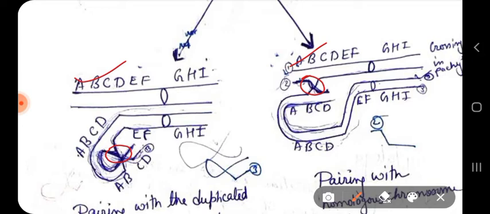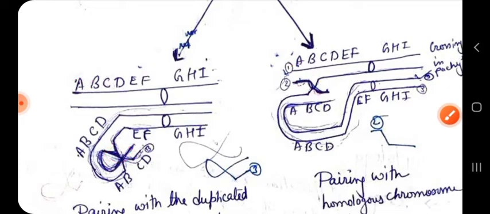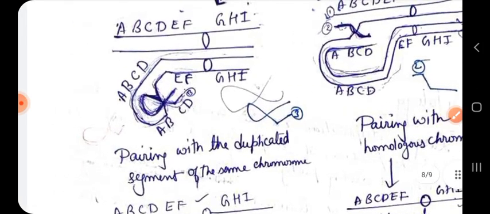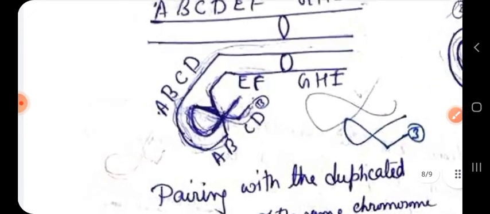Okay, so how the bridge breakage fusion cycle occurs, I have explained theoretically a little while ago. Let us see from the left hand side. So you can see here.